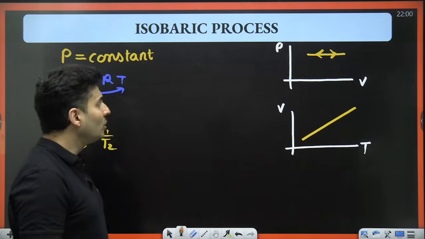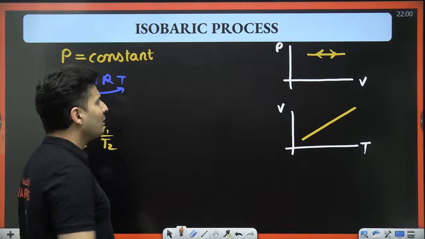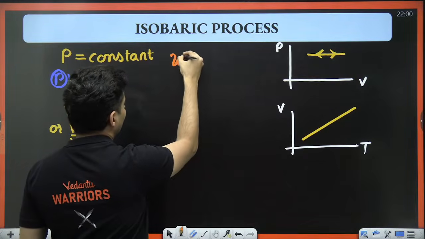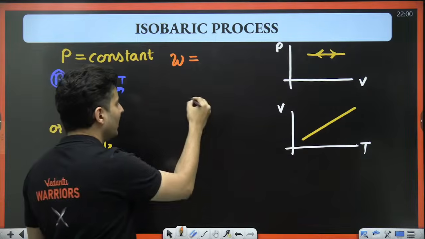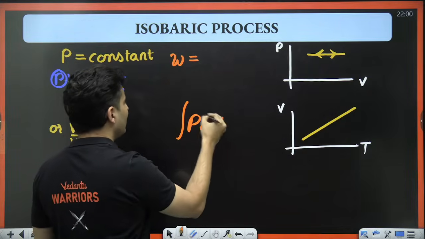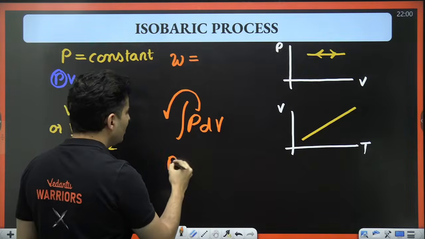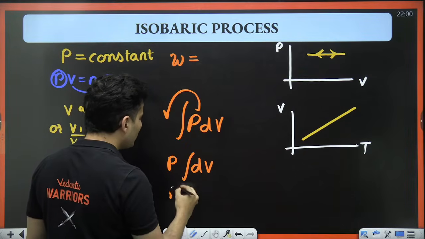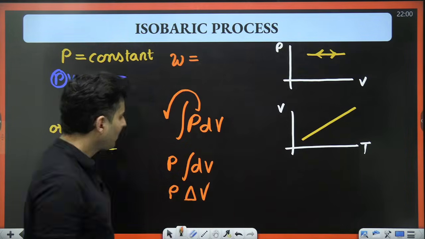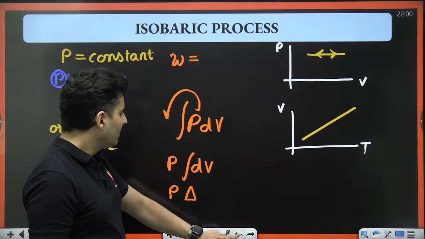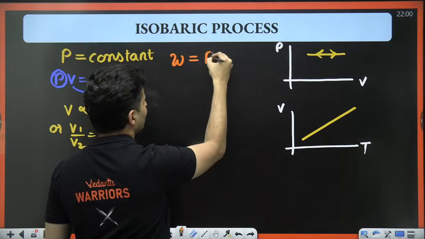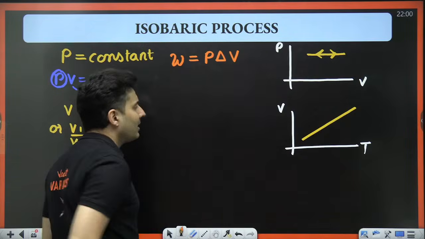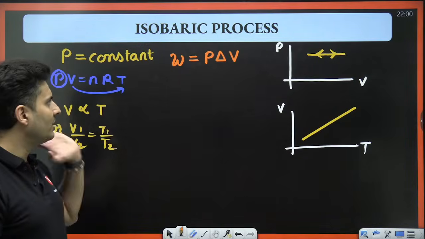Now, coming to other formulas like work done and internal energy change. Because work was the integral of PdV, and pressure is a constant, P comes outside, so it will become P integral dV. So won't it just become P delta V? So the formula is just P delta V, nothing else. Pressure into change in volume.